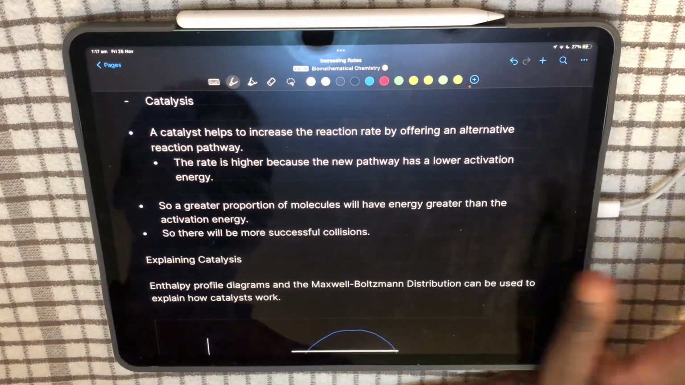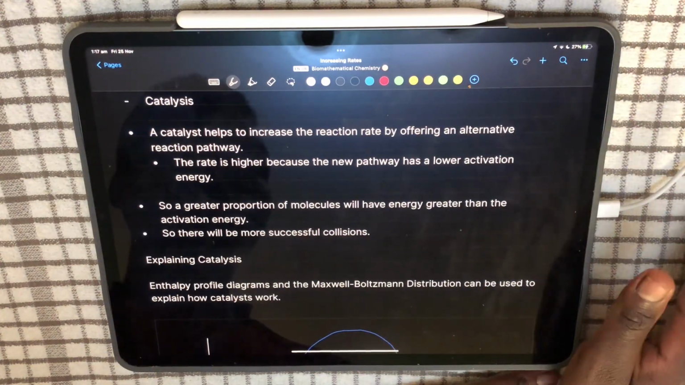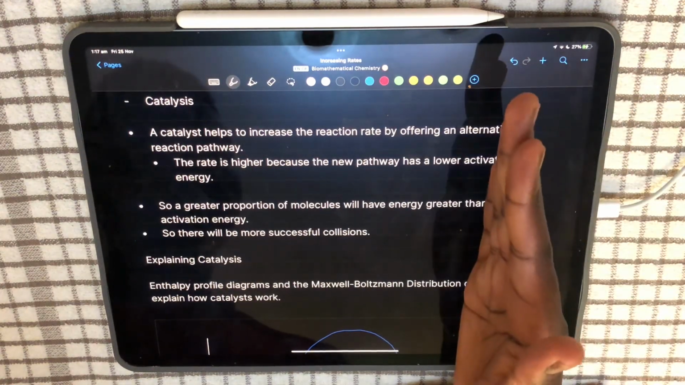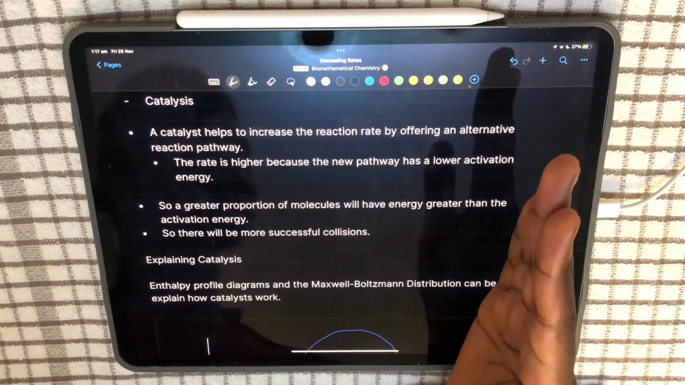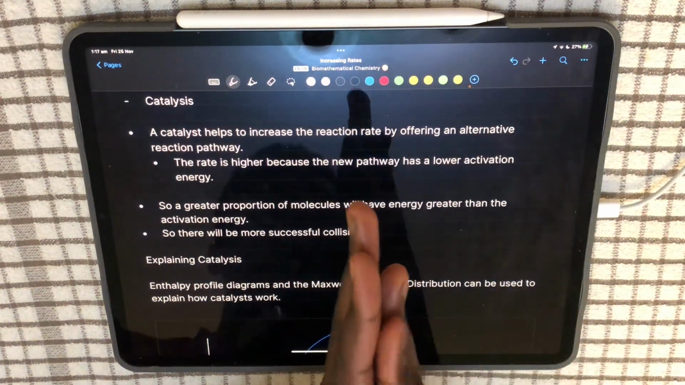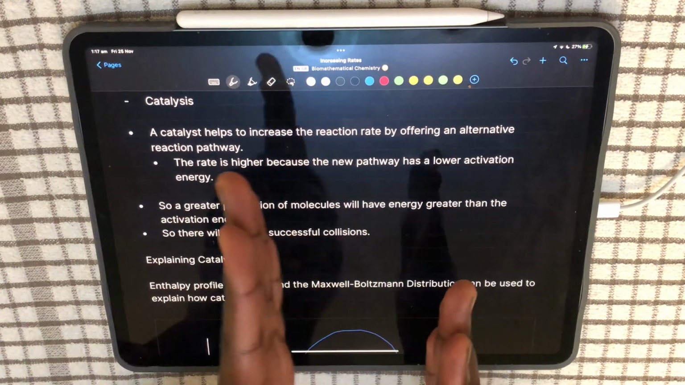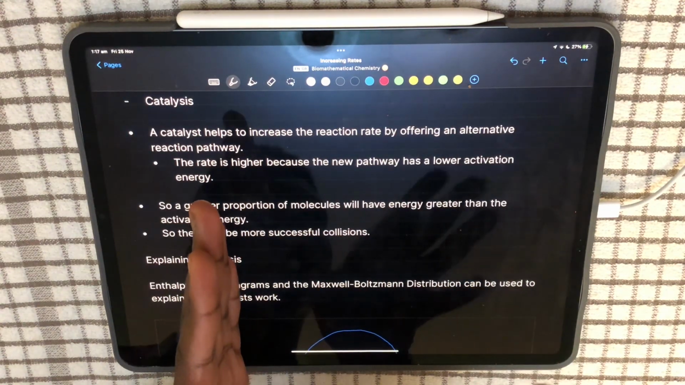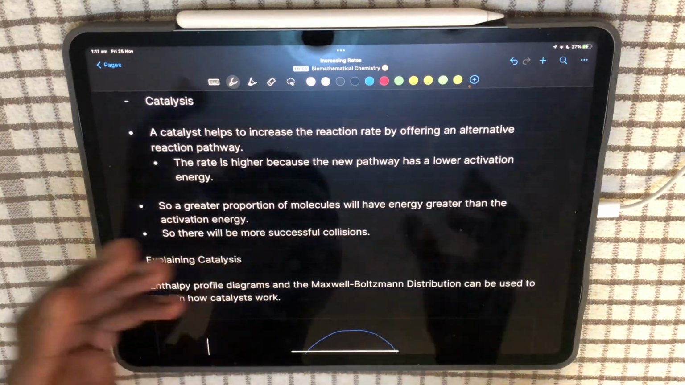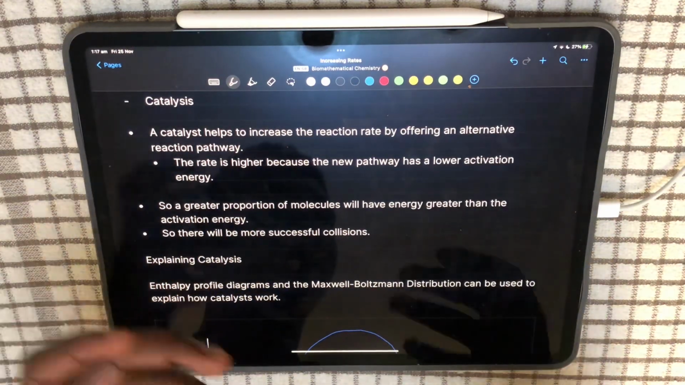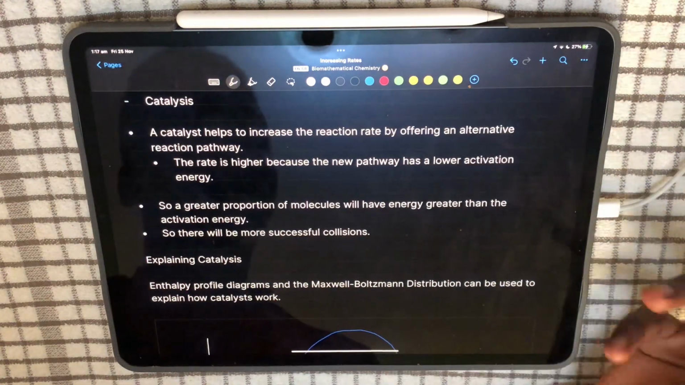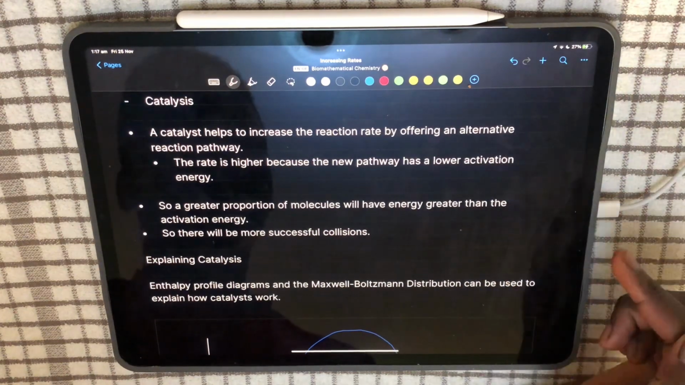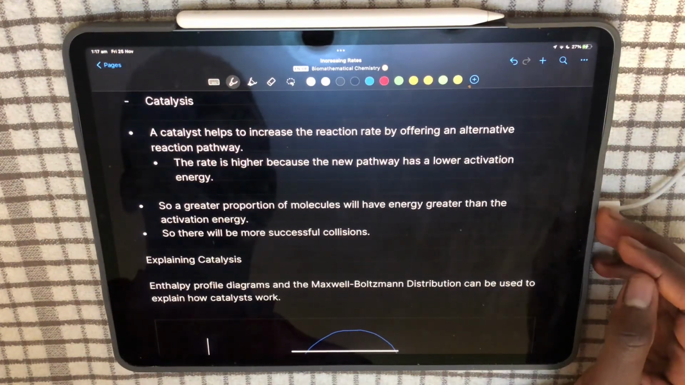The reaction is still at the same temperature, but the activation energy is less now because the reaction is occurring under a lower activation energy. So the graph stays the same, but the activation energy is moved to the left, so there are now more particles that have energy greater than or equal to the activation energy. So more of those particles would successfully collide and react, and that would increase the rate of reaction. A greater proportion of the molecules will have energy greater than or equal to the activation energy, so there'll be more successful collisions.